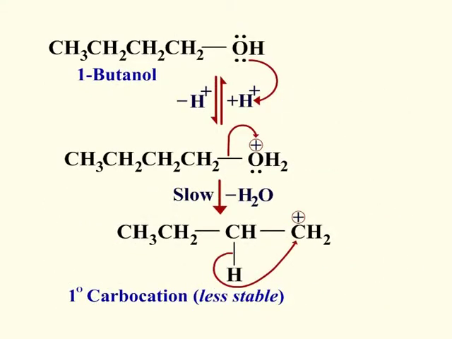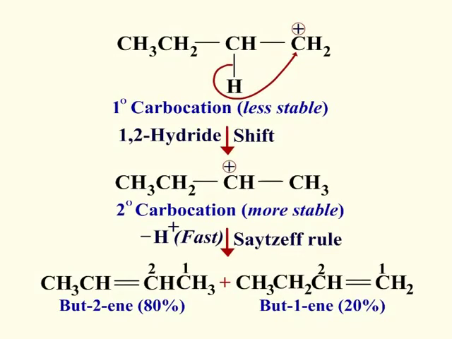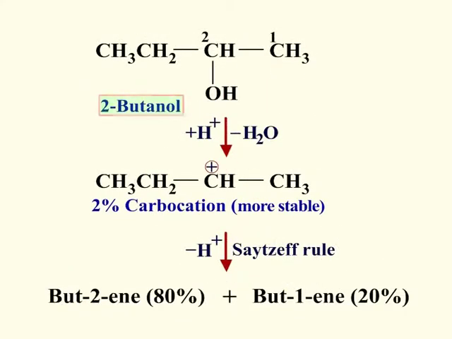Let us take an example. Dehydration of 1-butanol or 2-butanol with concentrated sulfuric acid gives the same mixture of 1-butene and 2-butene, in which the more highly substituted alkene, that is but-2-ene, predominates. This is in accordance with Saytzeff's rule.